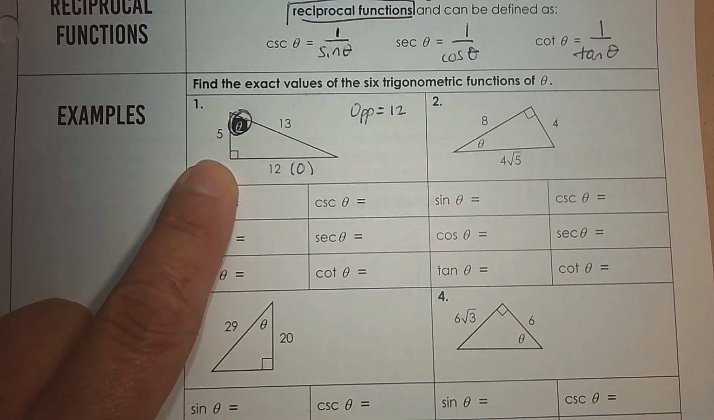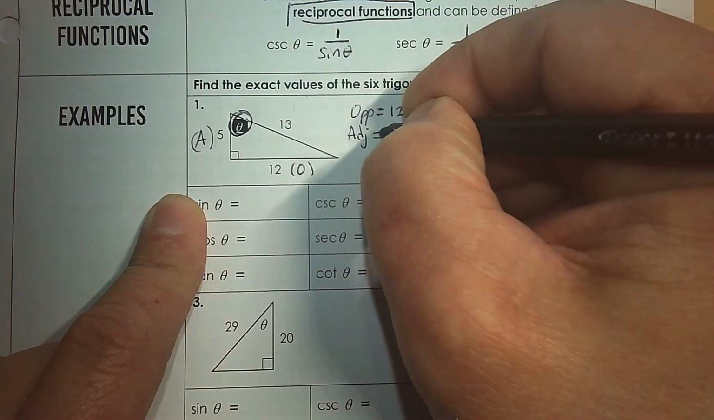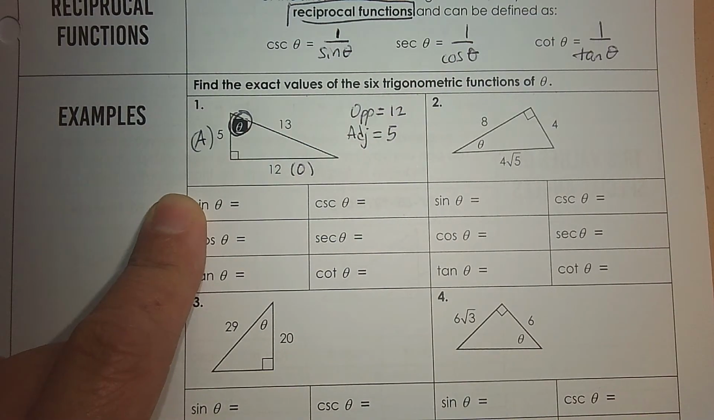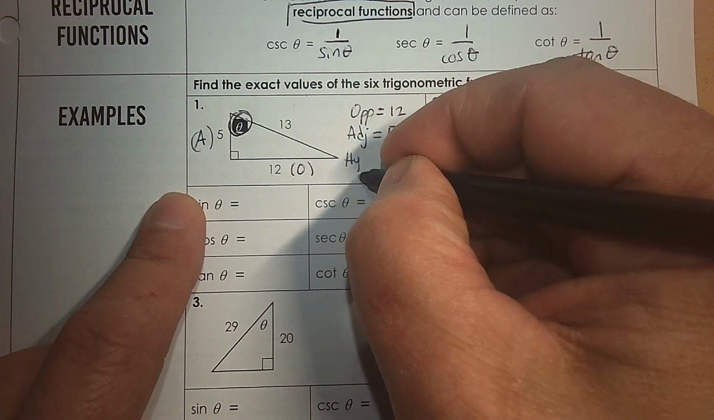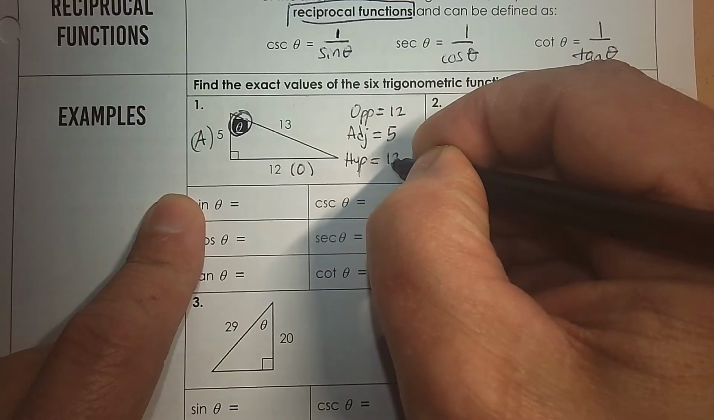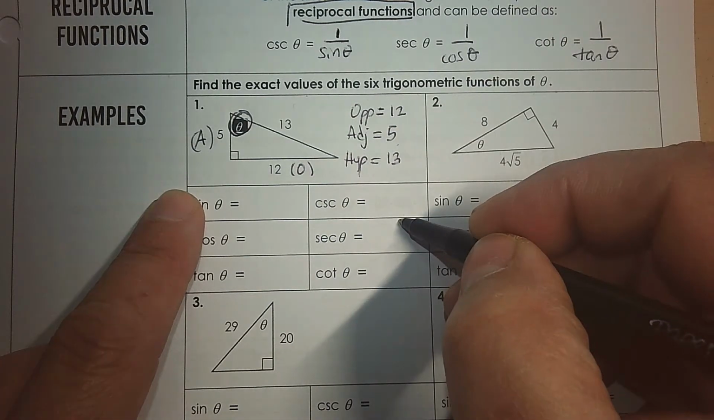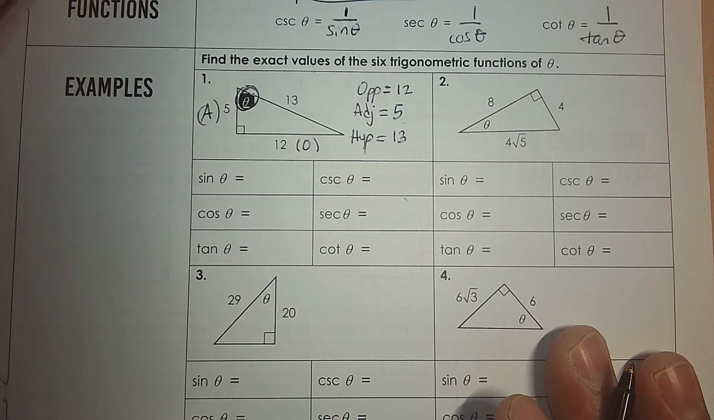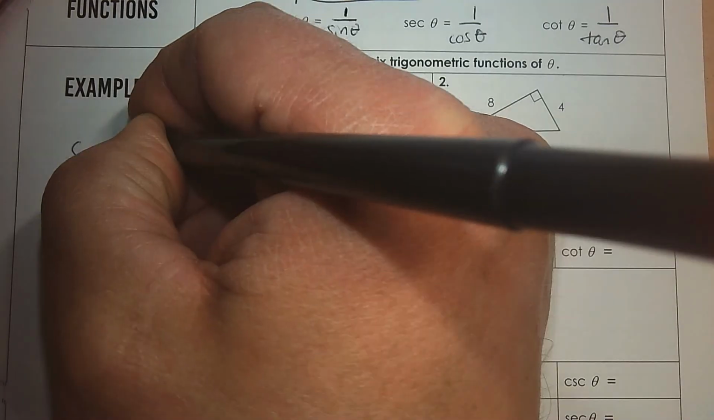What's the side beside the angle? We call that the adjacent side. And the adjacent side is 5. And then the longest side, obviously, is the hypotenuse, and that is 13. Now, we're going to use those numbers and the definitions that are above here. So, you are going to write down SOH CAH TOA.